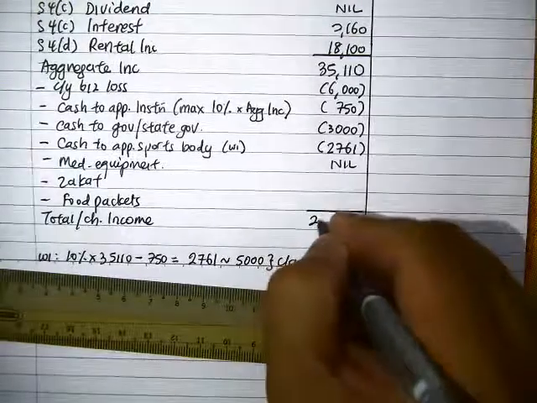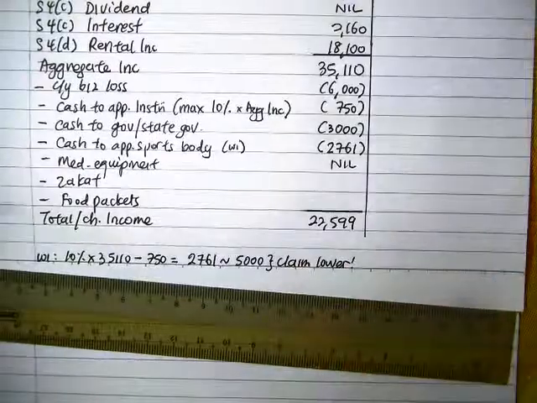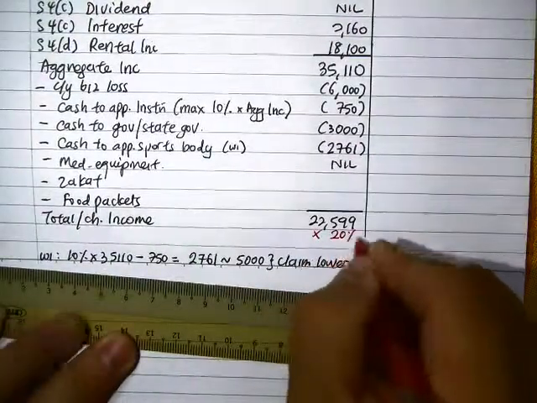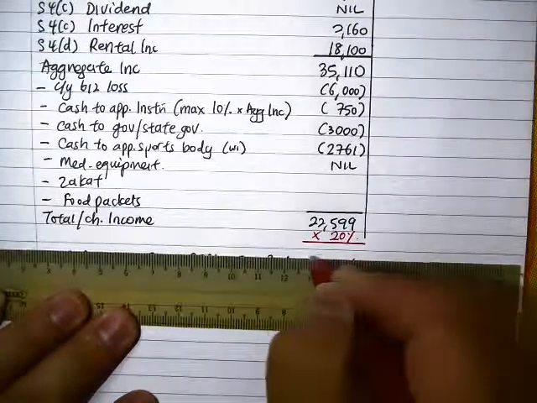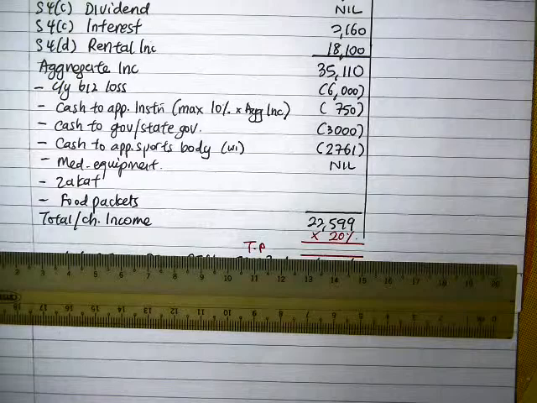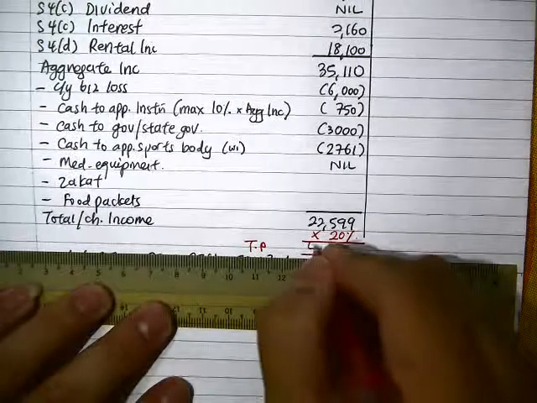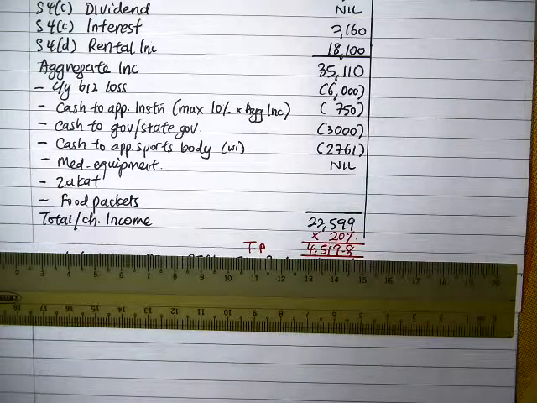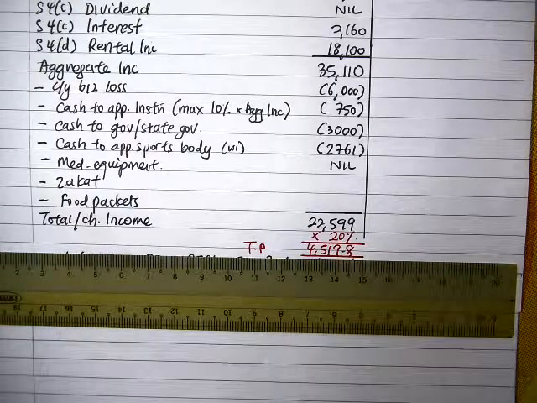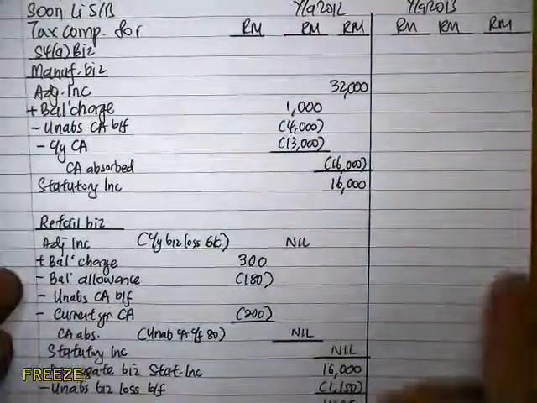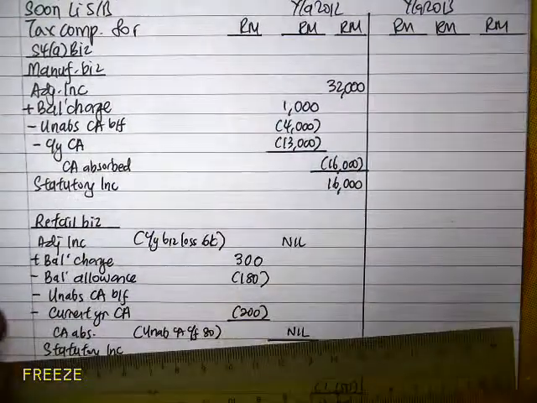We get 22,599. So your tax rate for small company is 20%, which means your tax payable should comes to 4519.8. Alright, so that's my 2012. Okay, so just finish it off for 2013.